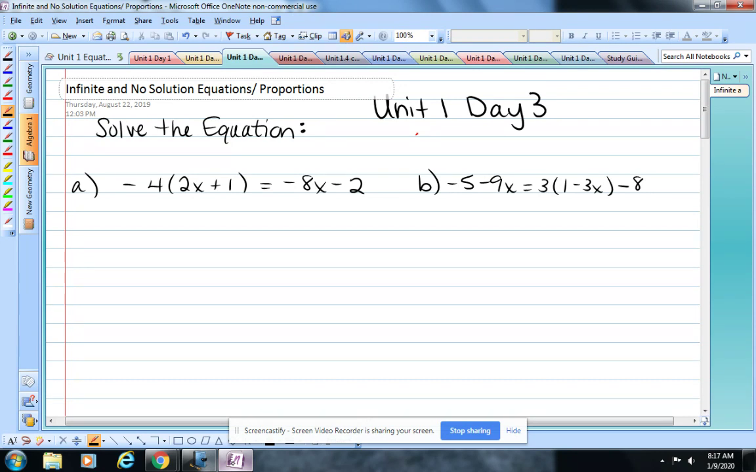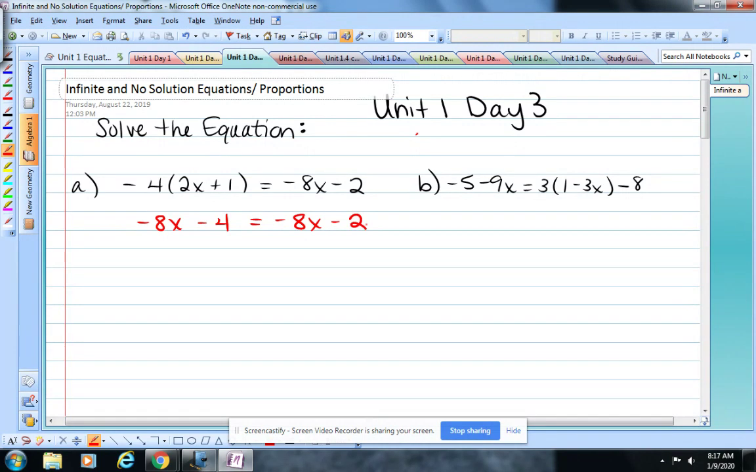So how are we going to work this equation to potentially solve for x? Distributive property comes first. Very good. So what is negative 4 times 2x? Negative 8x. What's negative 4 times 1? Equals, and I'm going to copy the rest because there was no distributive property over there.